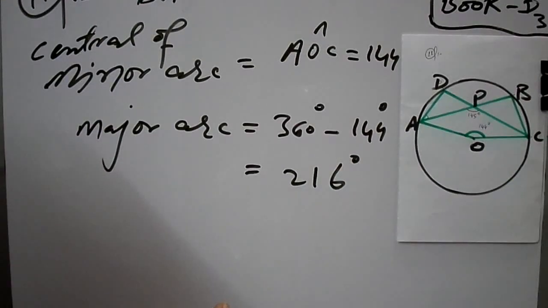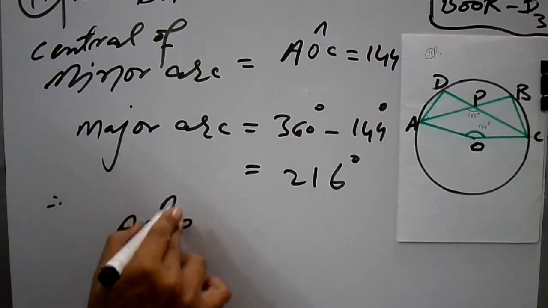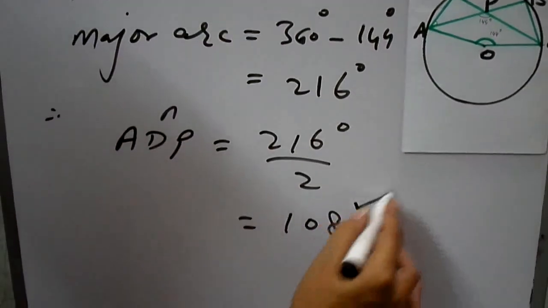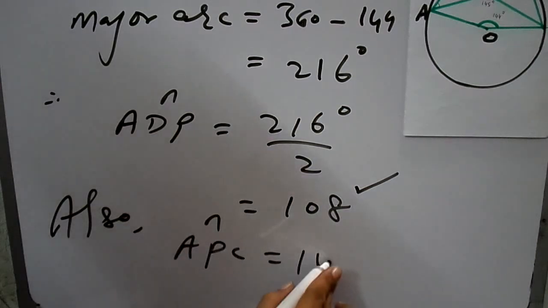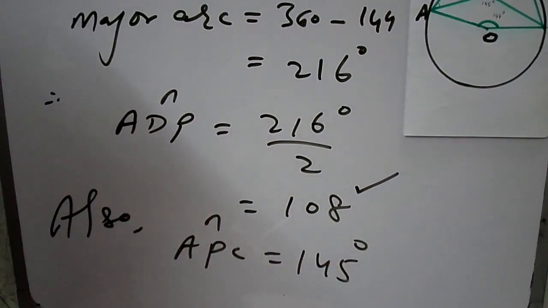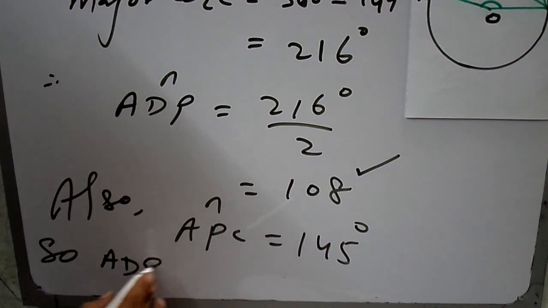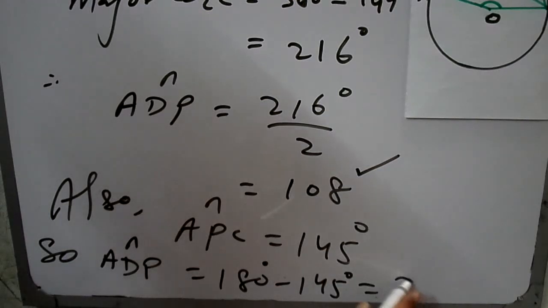Similarly, the angle of major arc, therefore ADP, is 216 divided by 2, 108. Also by the diagram, APC is equal to 145 degree. So it means ADP is equal to 180 minus 145 degree, you will get 35 degree, that is the supplementary angles.